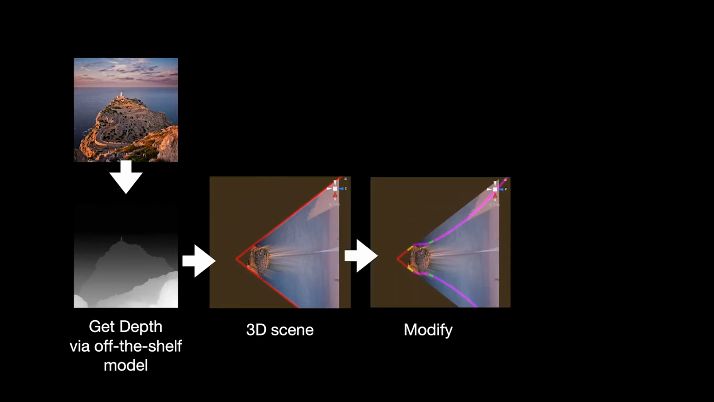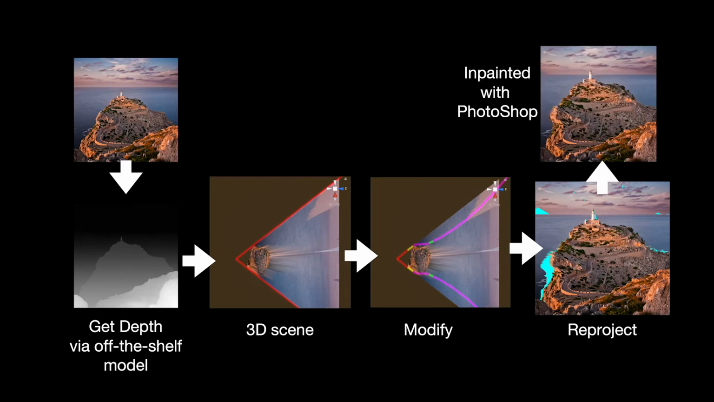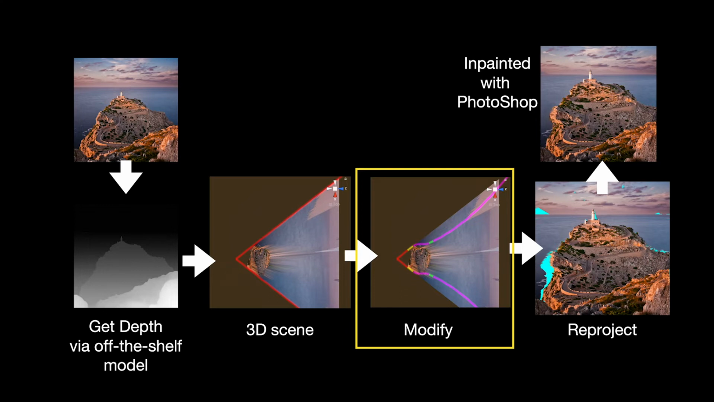As users make modifications to the image, their edits are mapped to edits of the view volume boundary, which is no longer linear. We then reproject the scene under this modified view volume. Disoccluded and sheared pixels are shown in cyan. And finally, users can export the image and inpaint the cyan pixels using a tool such as Photoshop. And next, I'm going to talk about our camera model in more detail.